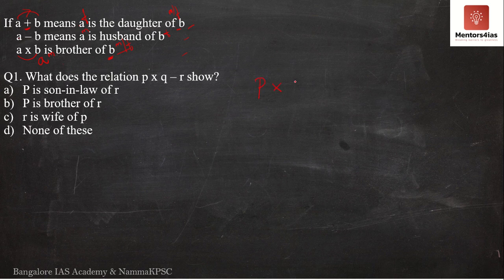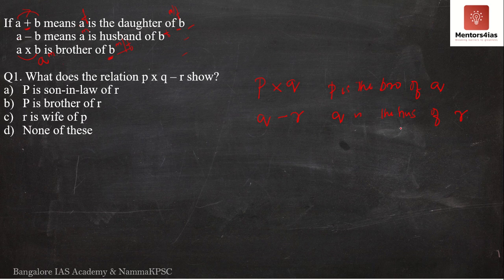I have P cross Q. What does P cross Q mean? P cross Q means P is the brother of Q. The next relationship is Q minus R. Then what does this mean? Q minus R means Q is the husband of R.